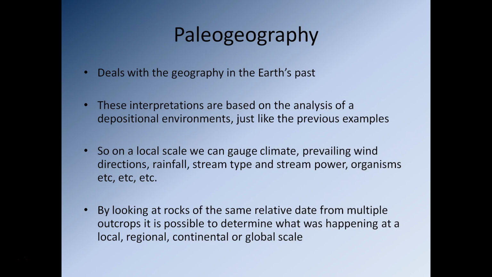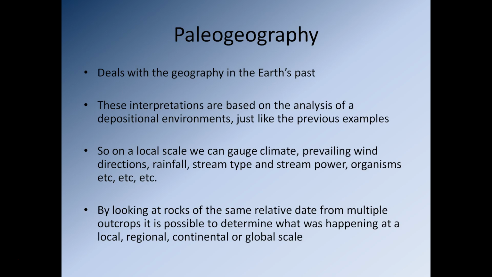So if we look at lots of outcrops, we can produce what's referred to as a paleogeographic map. Essentially that deals with the geography in the Earth's past. What we have to do is go to numerous outcrops and look at rocks that are the same age. We'll go to lots and lots of outcrops, look at all the different rocks, and look at the depositional environment at the same time. So we'll look at rocks, let's say, that formed at the end of the Cretaceous, and we'll look at the depositional environments at the end of the Cretaceous across lots and lots of different outcrops.